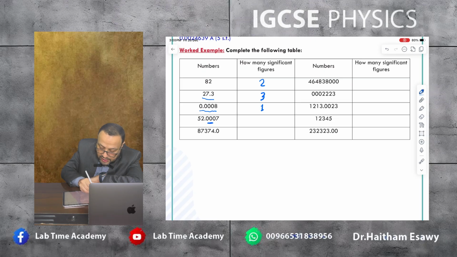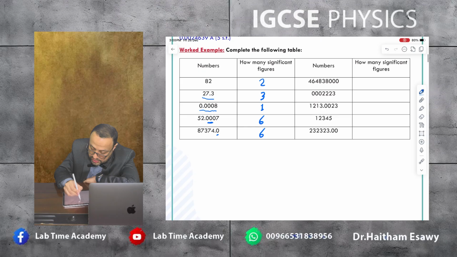The zeros between non-zeros are counted. So 1, 2, 3, 4, 5, 6, 6 significant figures. Here you have 0 on the right, but you have a decimal, so it is counted. So 1, 2, 3, 4, 5, 6. We have 6 significant figures.